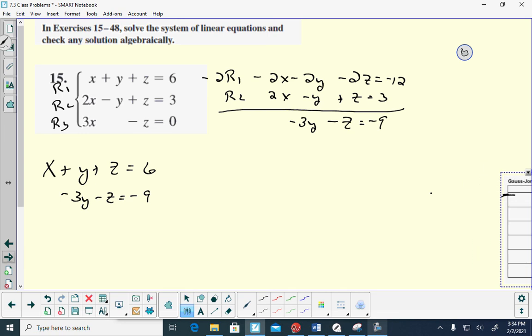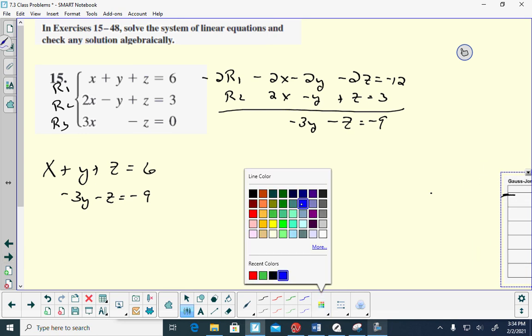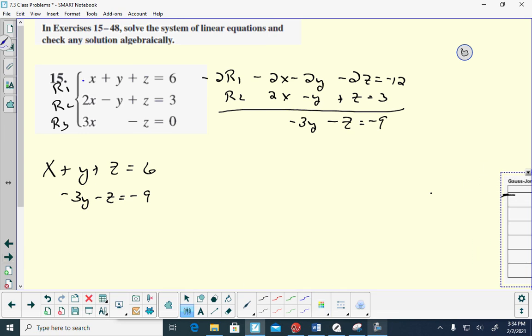So I'm looking at row 1 and row 3. What do I have to multiply this x by in order to eliminate this x? And I say negative 3. So this is like elimination that we just did. I'm going to take negative 3 times row 1. I'm going to multiply negative 3 times all of that. So negative 3x minus 3y minus 3z is equal to negative 18. That's what happens when I multiply this whole thing by a negative 3.